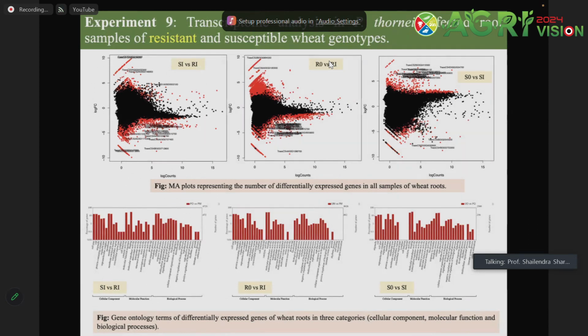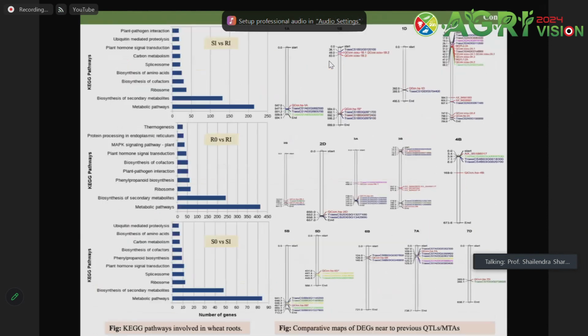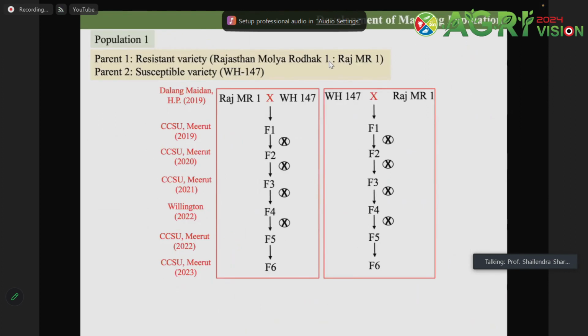Again, in the same case also we are performing some transcriptomic analysis for this nematode in the resistant and susceptible genotypes. This work is going on. And the other thing is that in the last 5 years we also developed some mapping population. So what we did, in the first case we used the only released resistant variety from India, Rajamar1, and crossed it with a susceptible variety, WH147. Now it's in F6 stage.